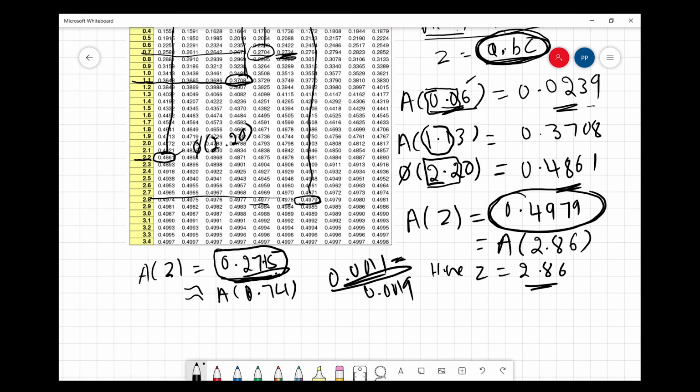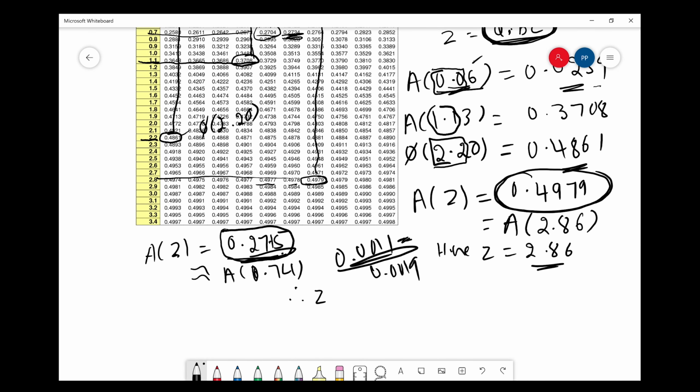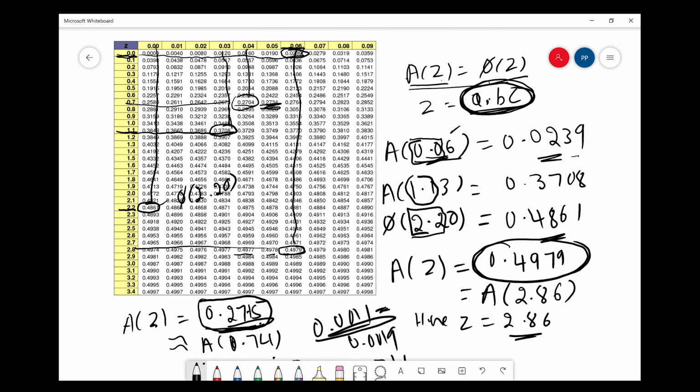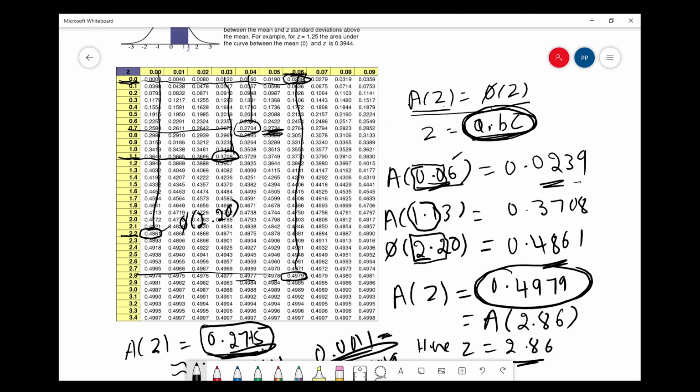Therefore z equals 0.74. Like this we can find the value of z. Like this we can use the table. Now using this table we are finding the required probability, and the table is provided in the exam. If it is not provided, you can ask for it.